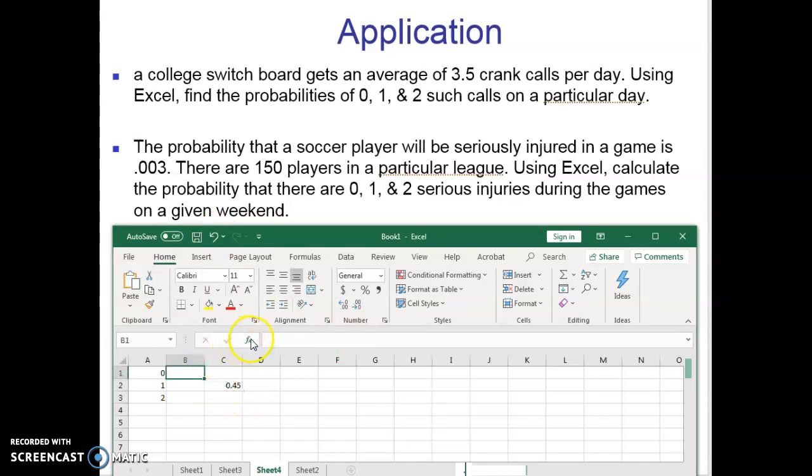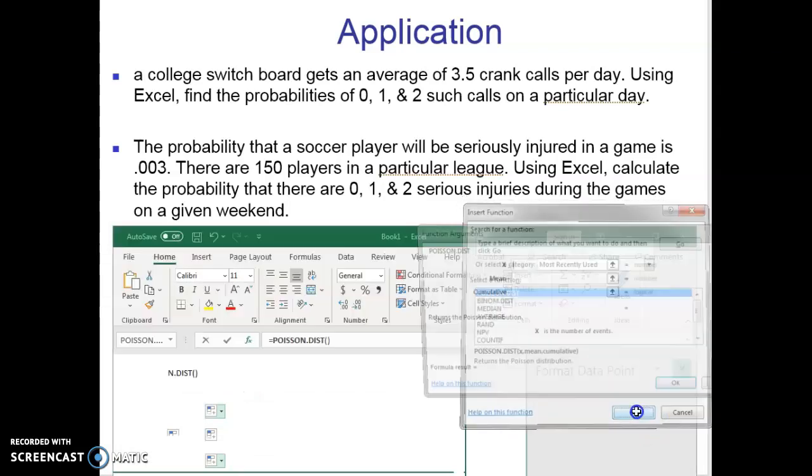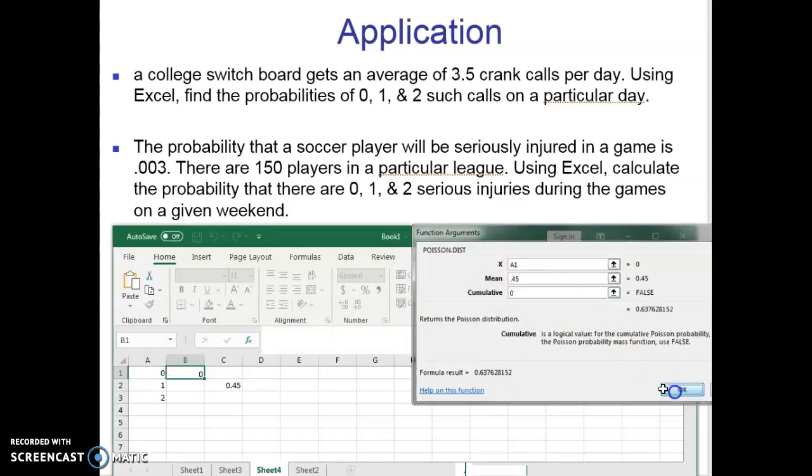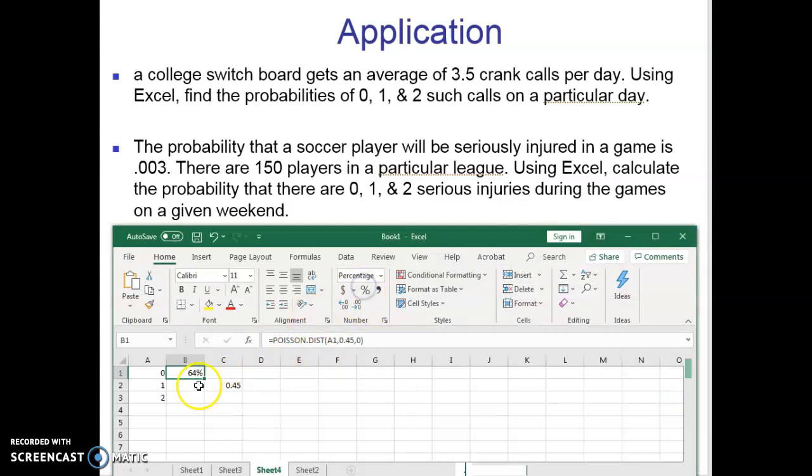Now we can go back and use our formula and select the values, put the mean, which is 0.45, and not cumulative, percent. And there we go. So the probability of getting 0 serious injuries is 64%. Probability of getting 1 injury is 29%. The probability of getting 2 injuries is 6%. So very user-friendly.